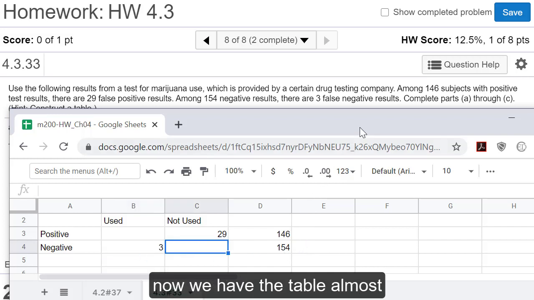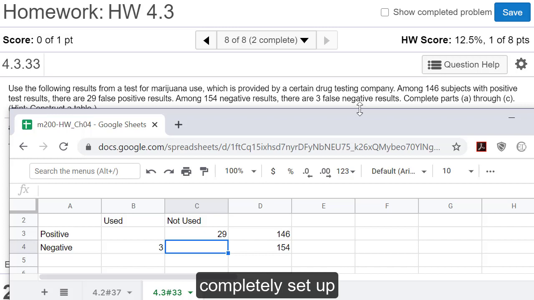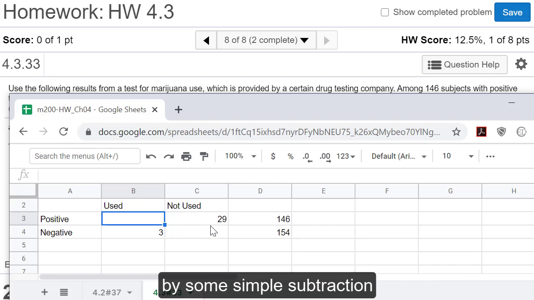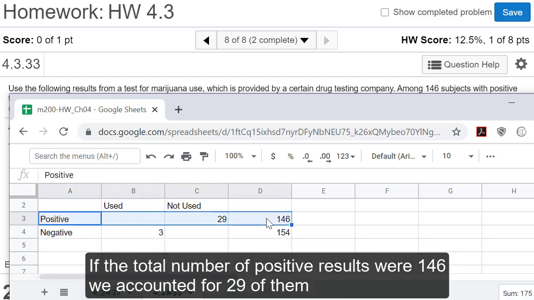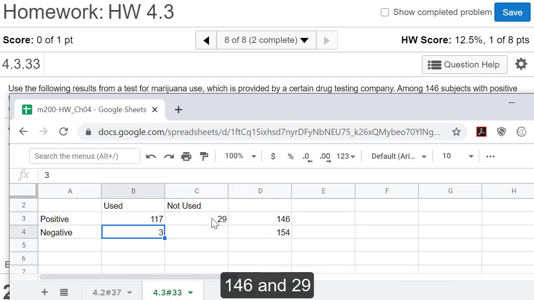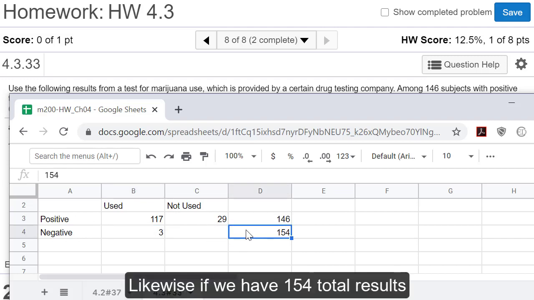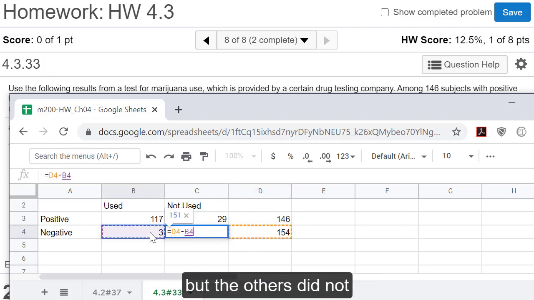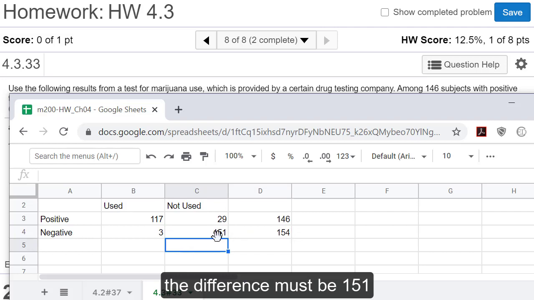Now we have the table almost completely set up. We can figure out the other 2 parts of the table by some simple subtraction. If the total number of positive results were 146, we accounted for 29 of them. That means the rest of them would be the difference between 146 and 29. Likewise, if we have 154 total results, 3 of them actually used, but the others did not. The difference must be 151.